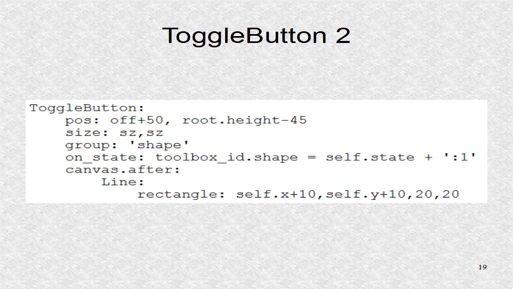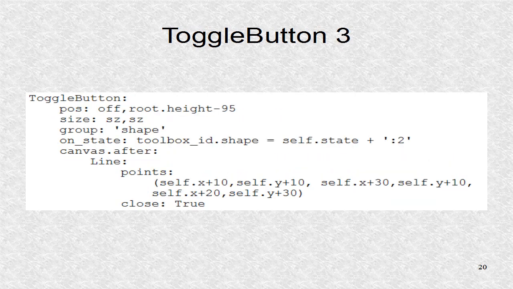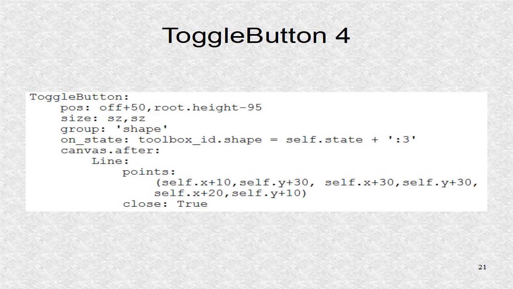19. Toggle button 2 is for the rectangle shape. Now the state variable is set as normal 1 or down 1 when the toggle button is pressed. 20. Toggle button 3 is for the triangle up shape. 21. Toggle button 4 is for the triangle down shape.